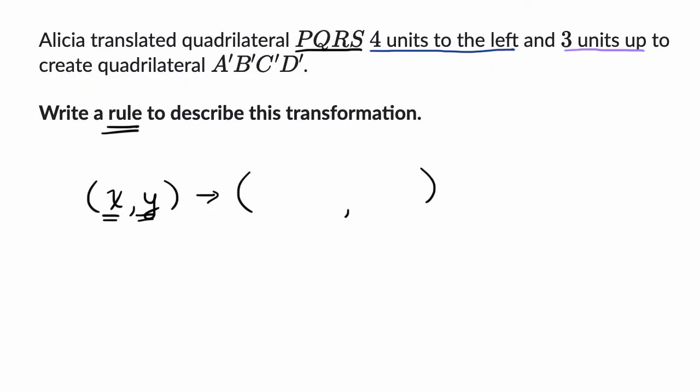Now, on the X side, it says 4 units to the left. So whatever our X was before, we are now going to shift 4 to the left. To the left, the convention is we're going to subtract 4 if we're shifting 4 to the left. And now we're also going to shift 3 units up. So whatever the Y coordinate was before, we're now going 3 higher than that. So it is Y plus 3. And we are done.